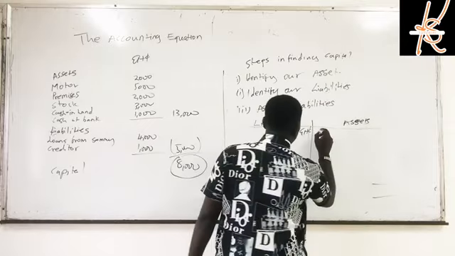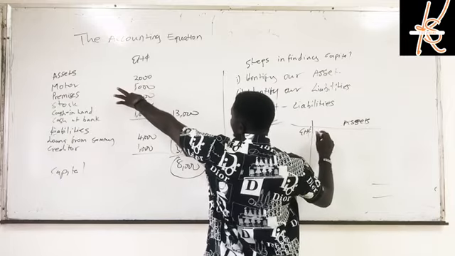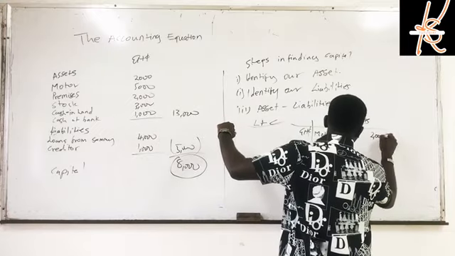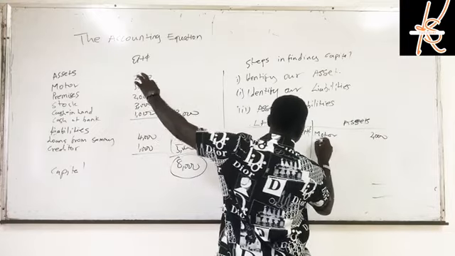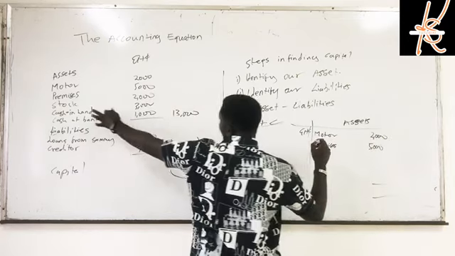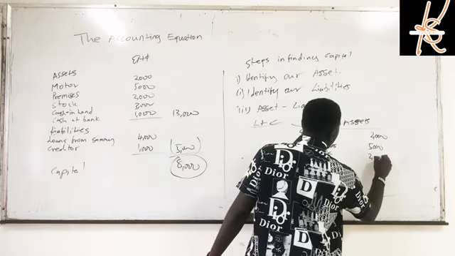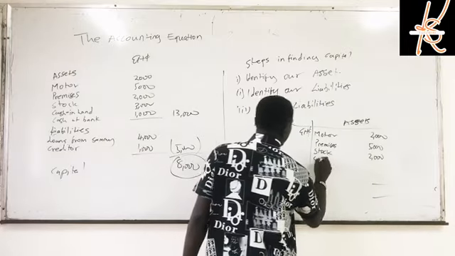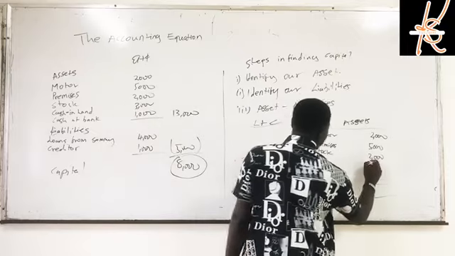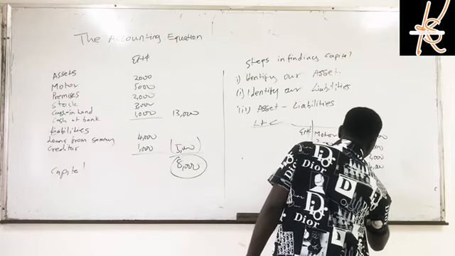So our assets: land, we don't have land. We have motor van, which is giving us 2,000. We have premises, which is giving us 5,000. And then we have stock, which is also giving us 2,000. Then we have the cash. The cash is giving us 4,000 because of cash in hand and cash at bank. Adding it, we have 13,000 here.